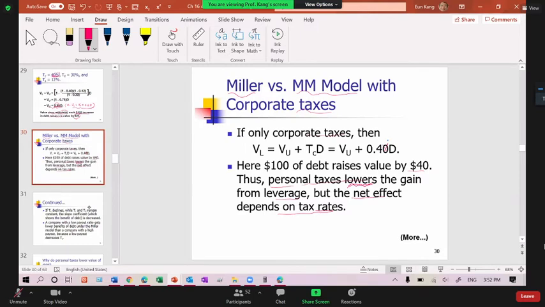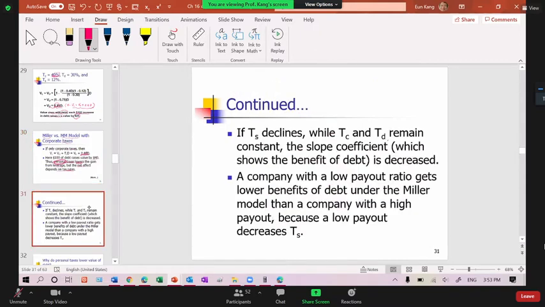So if you use personal tax, Miller's model, then if you add personal tax, the benefit of debt is smaller than when you use only corporate tax. But the net effect depends on tax rates. How much? It depends on tax rates. So using numbers, it is more understandable what he said.